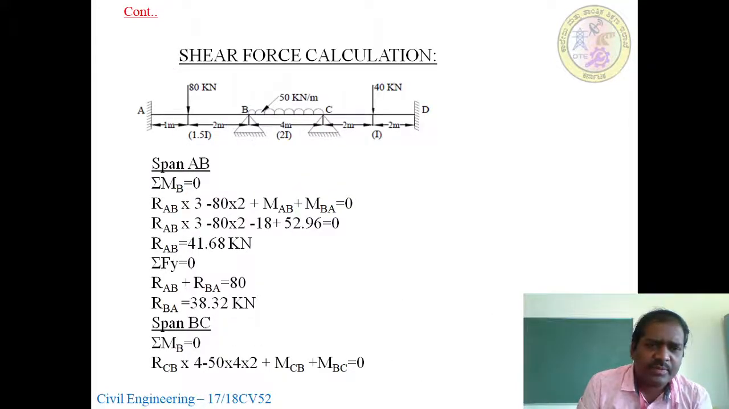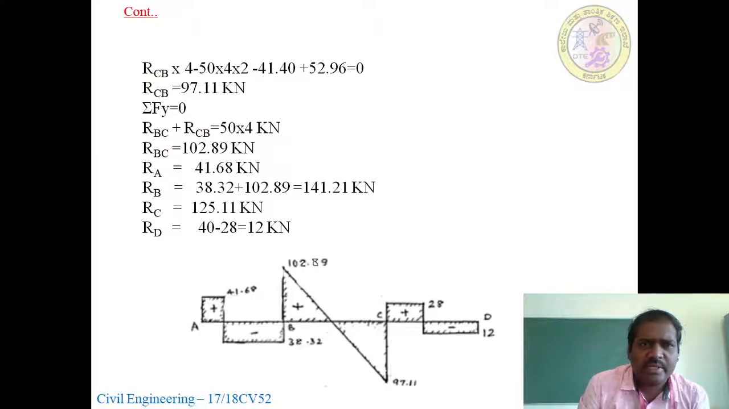For the span BC, again the summation of moment at B equal to 0, left hand side: RCB into 4, 50 into 4 into 4 by 2 plus MCB plus MBC. So RCB is 97.11. Then similarly you have to calculate RA, RB, RC and RD.